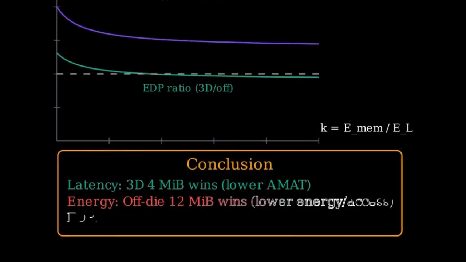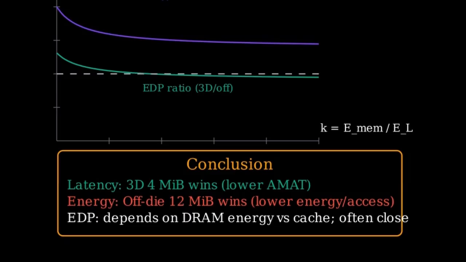Let us summarize. On performance, the 3D stacked 4 MB L3 is faster than the 12 MB off-die L3 across a wide and realistic range of memory penalties. The crossover condition is a times memory penalty less than about 54, which is easily satisfied for typical programs and memory systems using our calibration. On energy per access, the 3D option does not win in this simple model. It spends twice the L3 energy and also suffers a slightly higher miss rate.